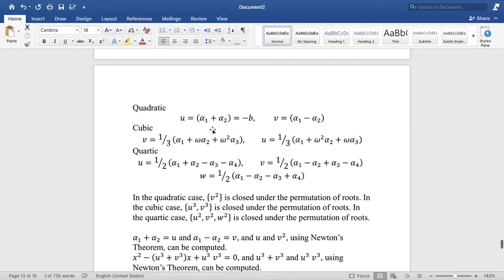So you see the quadratic, u is equal to alpha 1 plus alpha 2, which is just negative b. V is not symmetric, right? If we permute the roots, we get a negative value, but we squared it. Okay, what about the cubic?